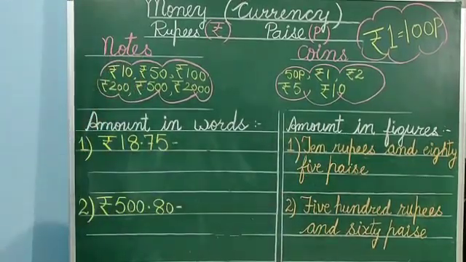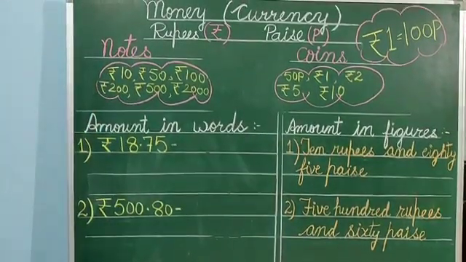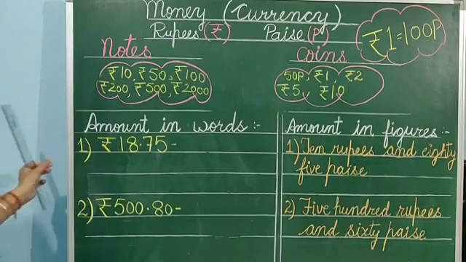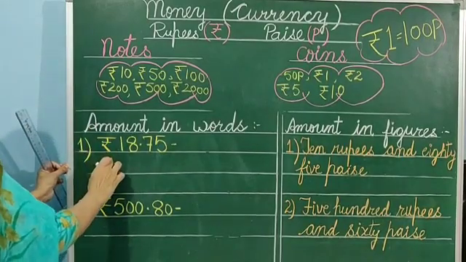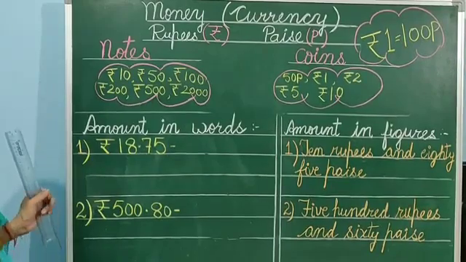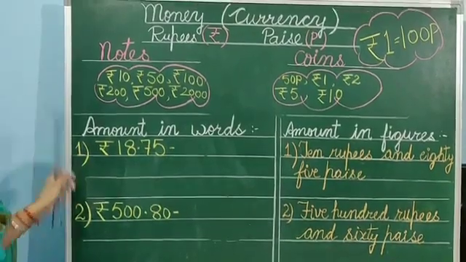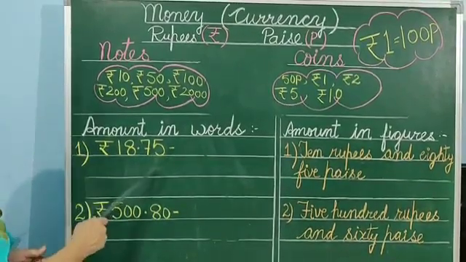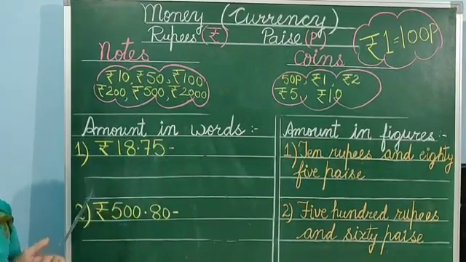Now we will learn how to write amounts in words and figures. How to write amounts in words. Now first is rupees 18.75. We are to write this in words.